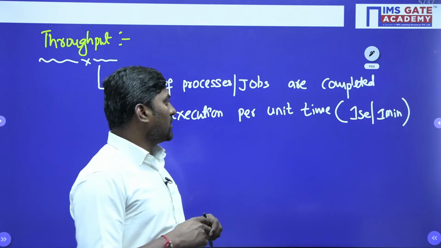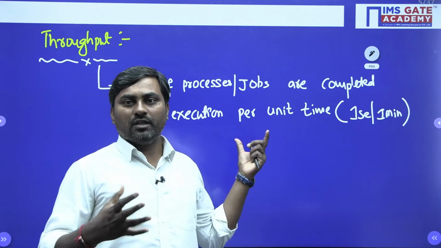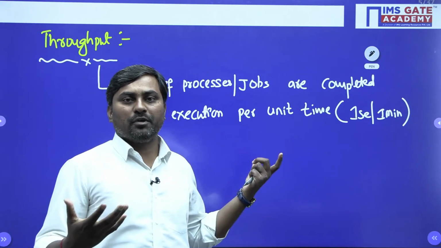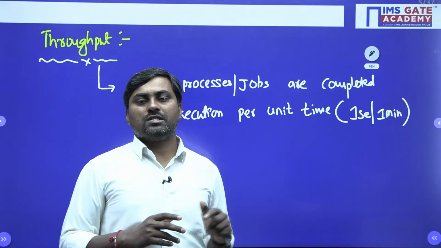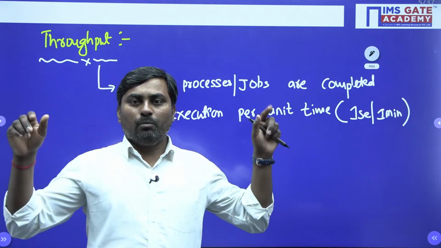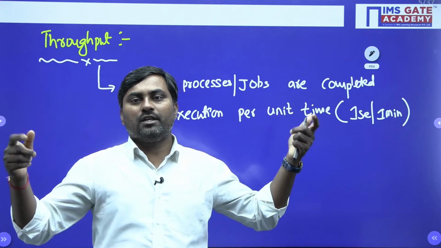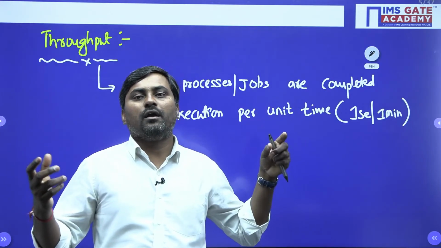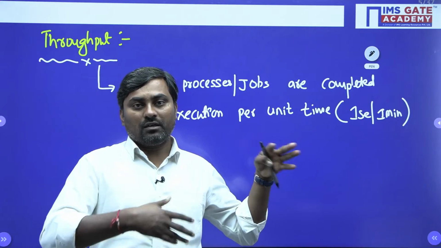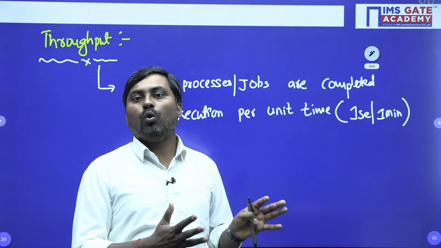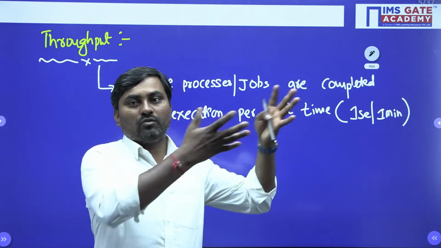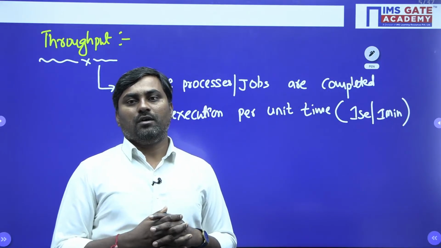Here we are understanding the jobs' completion, the execution of a process: how many processes are completed per unit of time by the system. If two nodes are connected by a link, and I ask what is the throughput of node A, it means how many packets are transmitted by that particular node per unit of time. I hope it is clear.